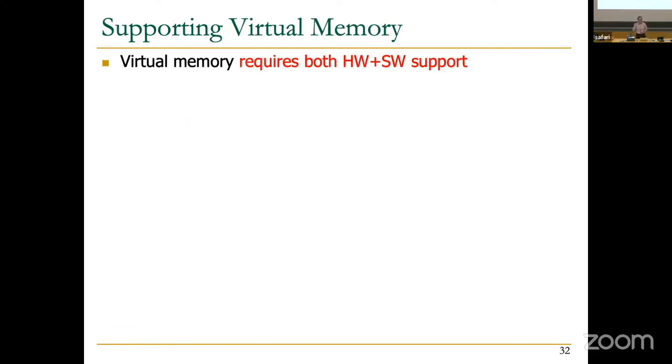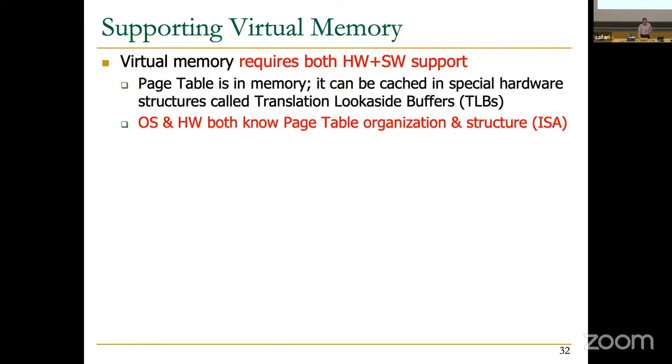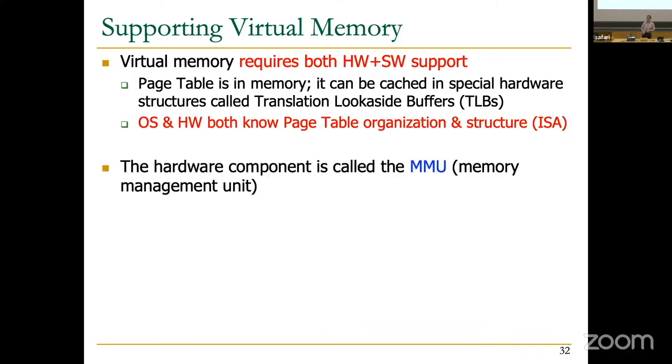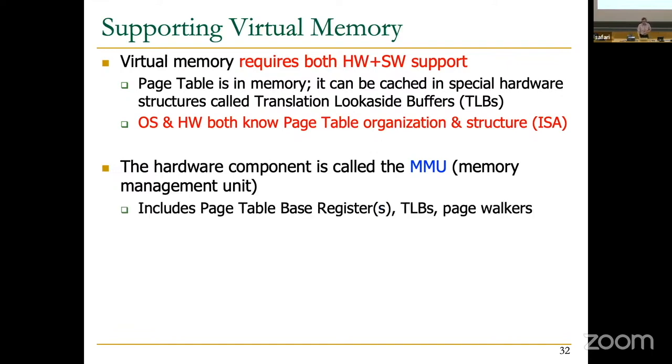Okay, so let's talk about some examples before we end this part of the lecture. Actually, I have a lot of interesting things over here, so we're not done yet. But as I said, virtual memory requires both hardware and software support. Page tables are in memory, and can be cached in special hardware structures, as we have just seen. And the OS and hardware both know the page table organization and structure through the ISA. The hardware component is called the MMU. If you hear this term, it's the memory management unit. It refers to actually the hardware component, everything that's in hardware. It's not just the TLB. It refers to the page walker and then also the page fault handler, as we will see. Well, part of the page fault handler, I should say.